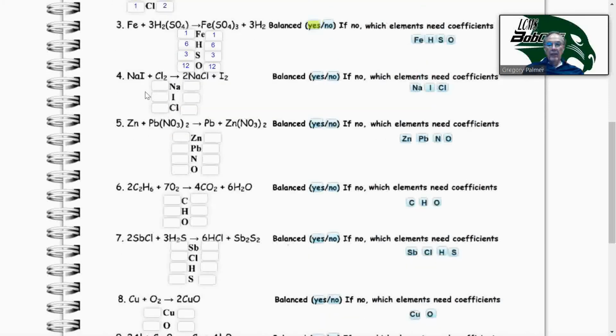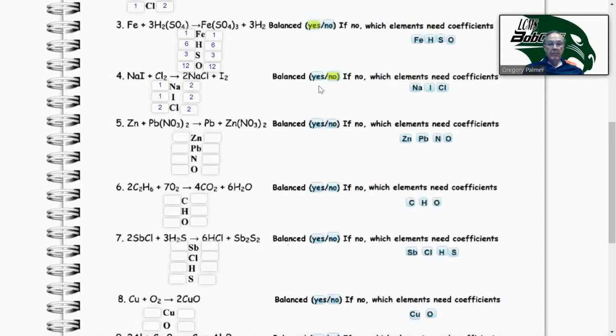Okay. This one says we have this sodium iodide plus this diatomic chlorine is going to yield 2 salt compounds plus this diatomic iodine. So in this formula over here on the reactant side, there's 1 sodium, there's 1 iodine, and there's 2 chlorines. Over here, because we're making 2 of this whole compound, there's 2 sodiums and 2 chlorines. And then in the I2, there's 2 iodines. So this is not balanced.